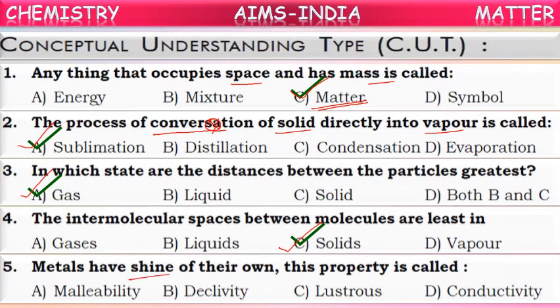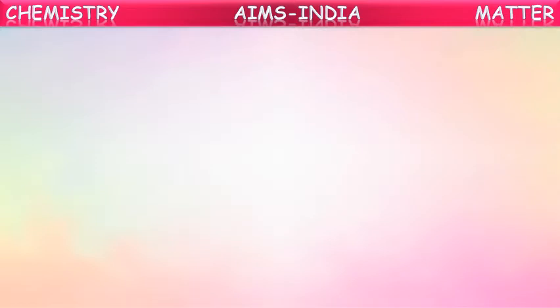Yes, come to the next question. Metals have a shine of their own. This property is called the shining property. Already while explaining the synopsis, we explained that the shining capacity of metals is called lustrous. Malleability means they can be beaten into sheets. This is not malleability, this is called ductility, which means we can draw them into wires. So the shining capacity is called its lustrous nature.